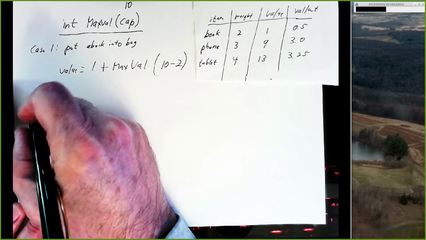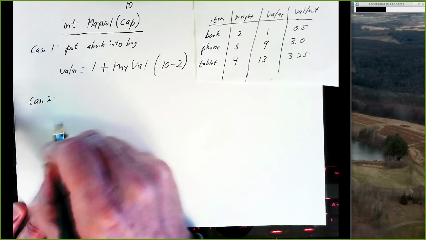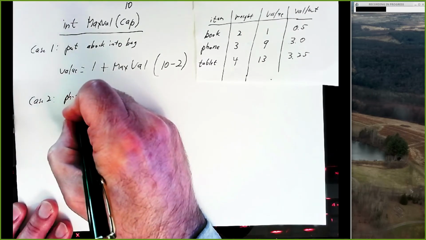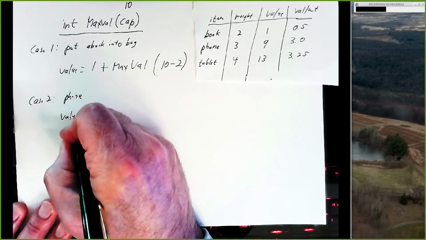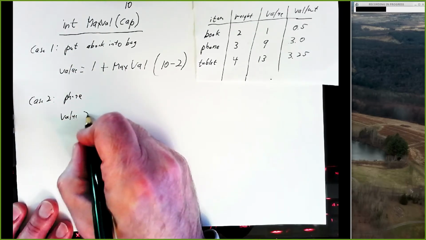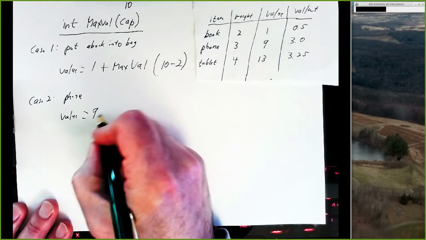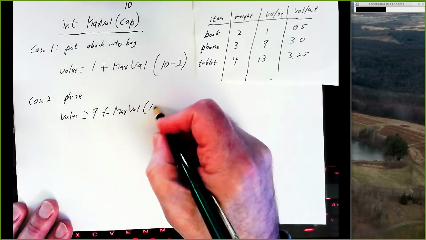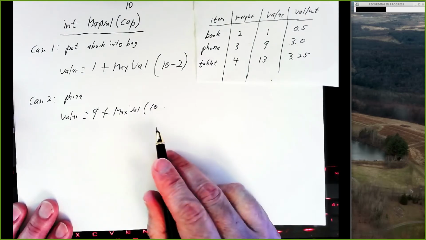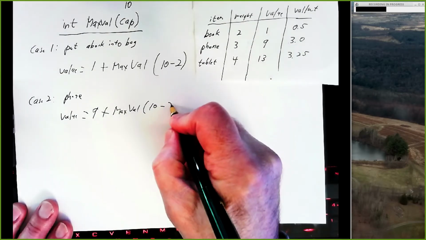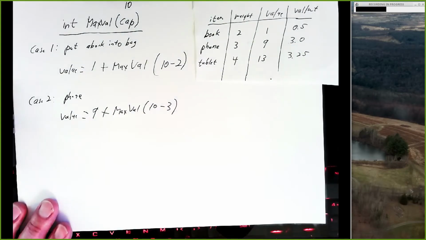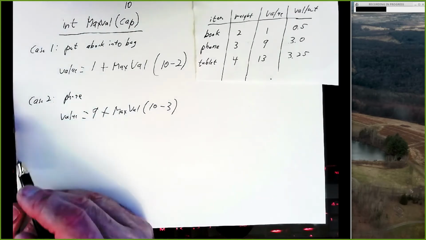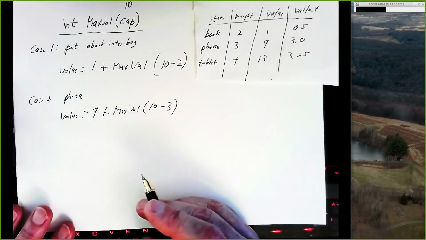So that's case 1. Case 2, we start with a phone, in which case the best value we can get out would be the value of the phone, which is 9, plus whatever the most value is that we can get out of a bag that originally held 10 pounds, but we've used up 3 pounds for the phone, so a bag that can hold 7 pounds. The maximum value from that plus 9, that's what we can get if we start with a phone.